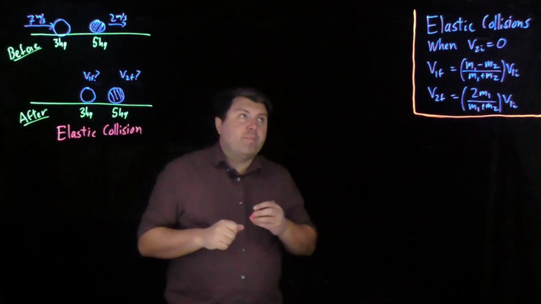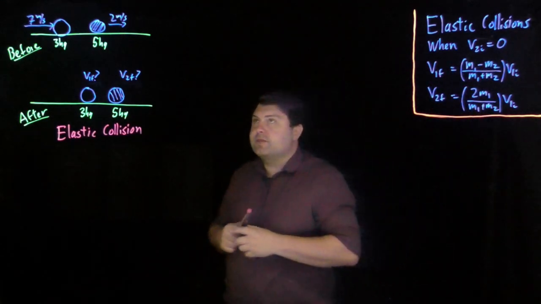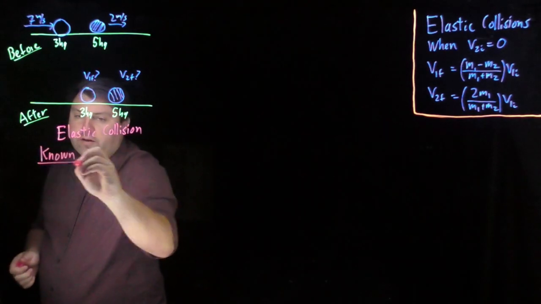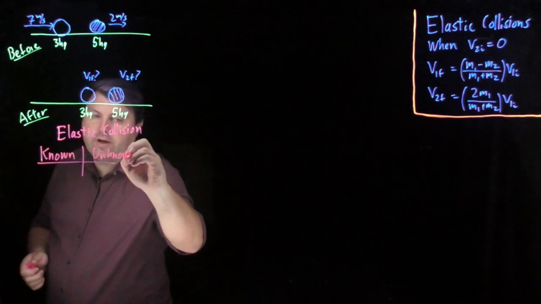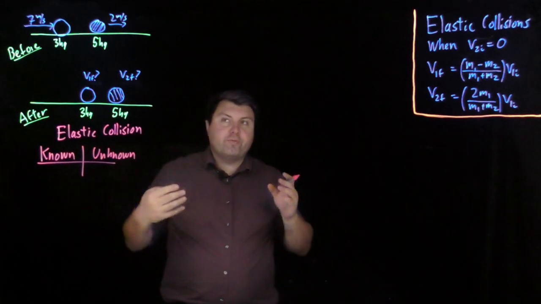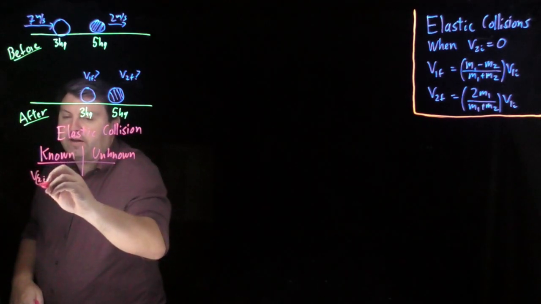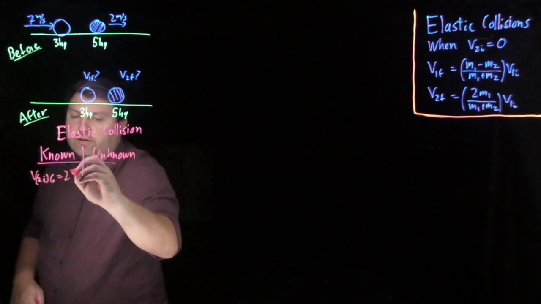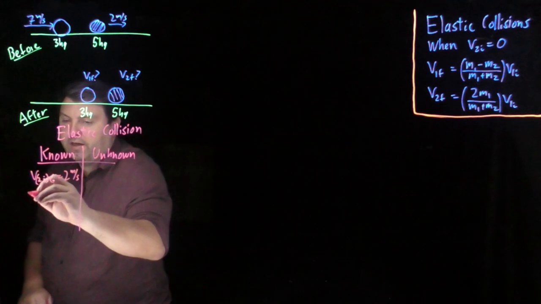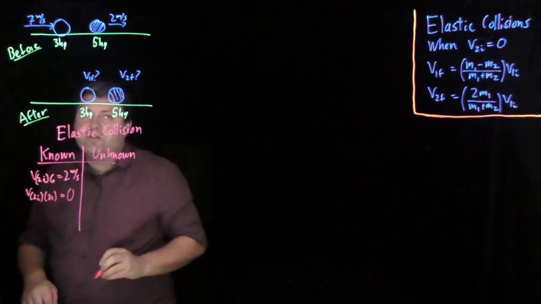So we have a problem, because for elastic collisions when v2i equals 0, we can use these equations. But we can see pretty clearly in our knowns and unknowns that v2i is not 0. So we're going to have to use another way of thinking about this. We can say the velocity of 2i relative to the ground is 2 meters per second. And then we know that the velocity of 2i relative to itself should be 0.